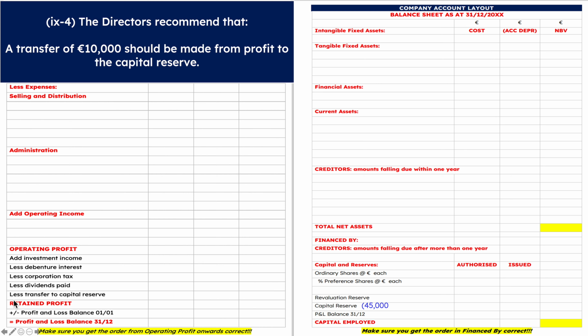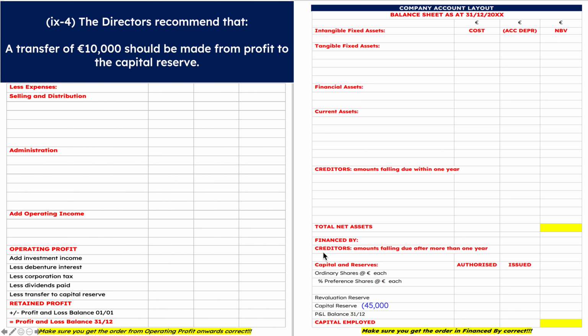Let's transfer to capital reserve. So just put it underneath the dividends paid. So you've got operating profit, add investment income, less debenture interest, less corporation tax, less dividends paid, less transfer to capital reserve, and that's your retained profit, plus or minus the profit and loss balance on the 1st of the 1st, and that is equal to the profit and loss balance on the 31st of the 12th.